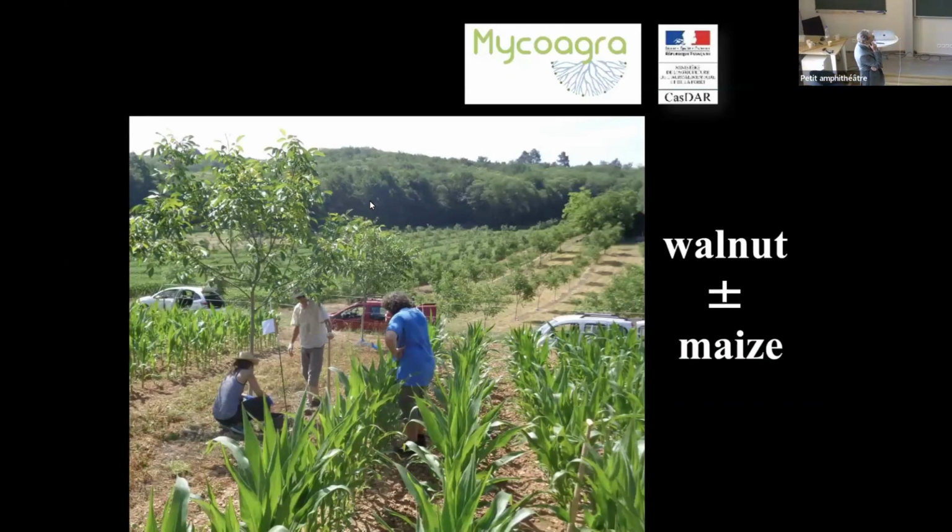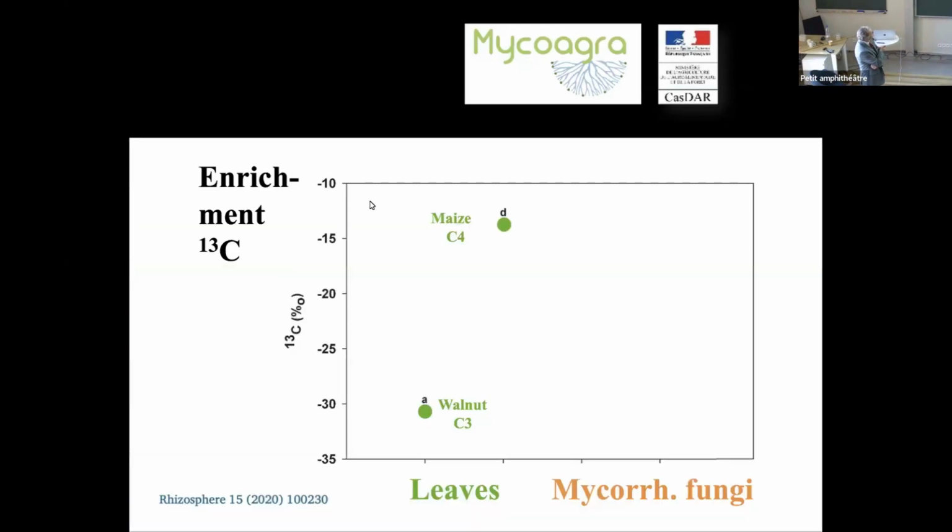Here, I show you a couple of works we did in a system of walnut plus maize. And you probably know that maize is a C4 plant, while walnut is a C3 plant, so the carbon-13 content is not the same. Now let's look at the mycorrhizal fungi. The fungi on the maize and on the walnut are intermediate in carbon-13. It means that they are fed by both partners.